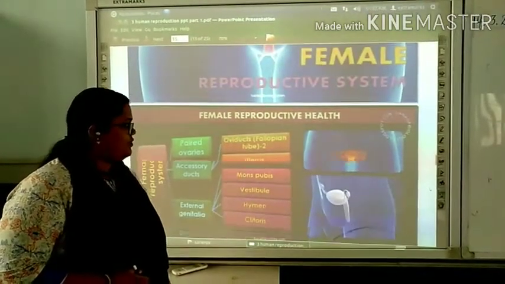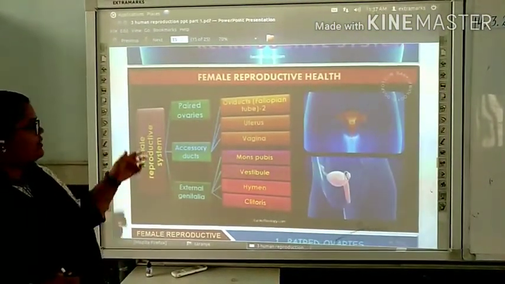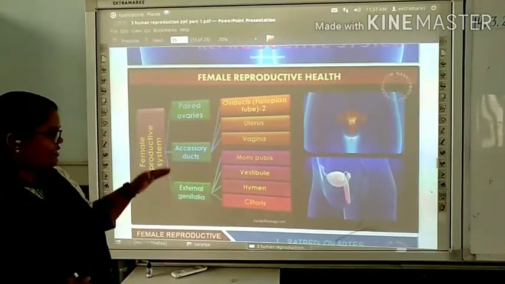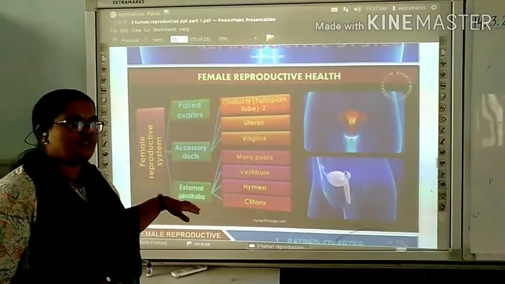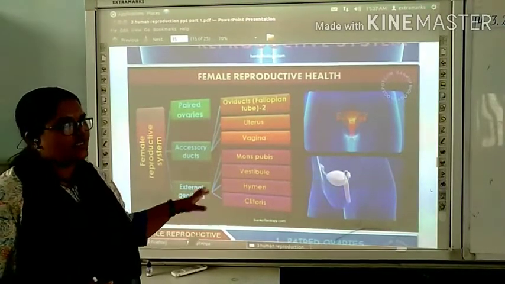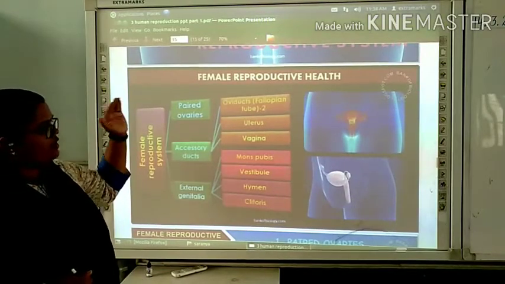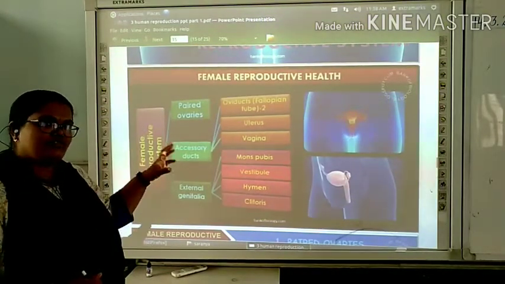As we all know, in the female reproductive system the primary sex organ is a pair of ovaries, and there will be some accessory ducts which support these ovaries, and also there will be external genitalia which also help for easy copulation and all. So we will go through each part in detail, the structure and function.